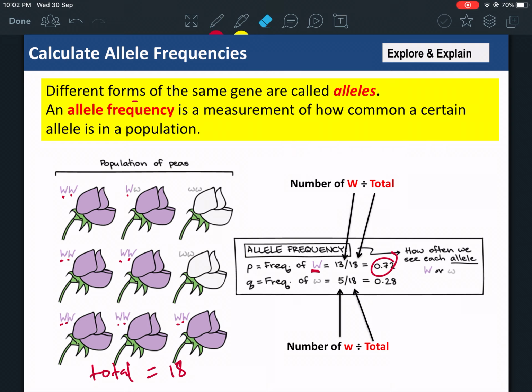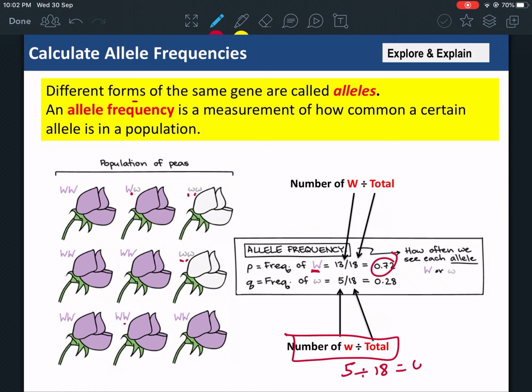Okay, let's see the small w. Small w is the same: the number of small w divided by the total. So what's the number of small w? We count 1, 2, 3, 4, 5. Only 5 we have. So 5 divided by 18, and then use a calculator, is 0.28. If you notice, 0.72 and 0.28, these two need to equal 1 together.